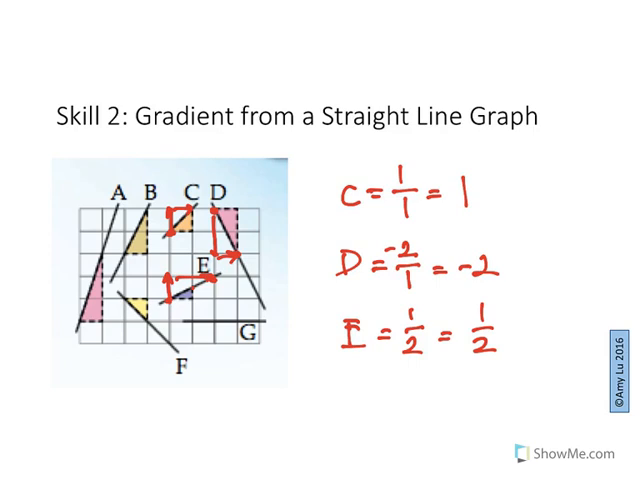And then for G, I don't rise at all, but I do run. In this case, G has a zero gradient because it's not rising, it's just running. And remember, if G was a line on any graph, this would be a y equals, for example, 2 or y equals 3 kind of line. There's no gradient, it's just y equals something because the line runs horizontal.